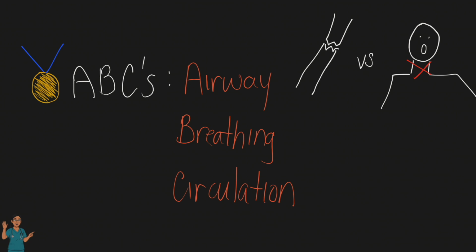Let's look at an example. You have one patient with a broken arm and another patient that is choking on their food. Who do you help first? In this scenario, the choking patient comes first because they're experiencing an airway problem, and airway is our top priority. So you will help this patient first and then move on to the patient with the broken arm.